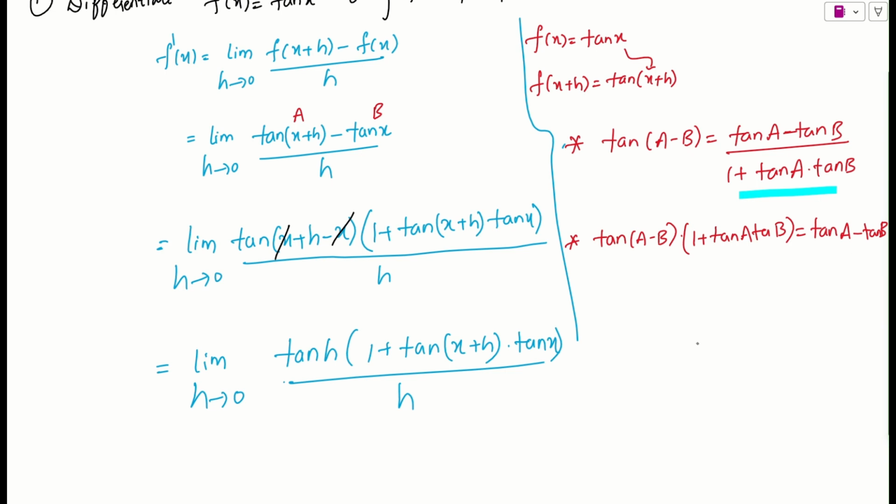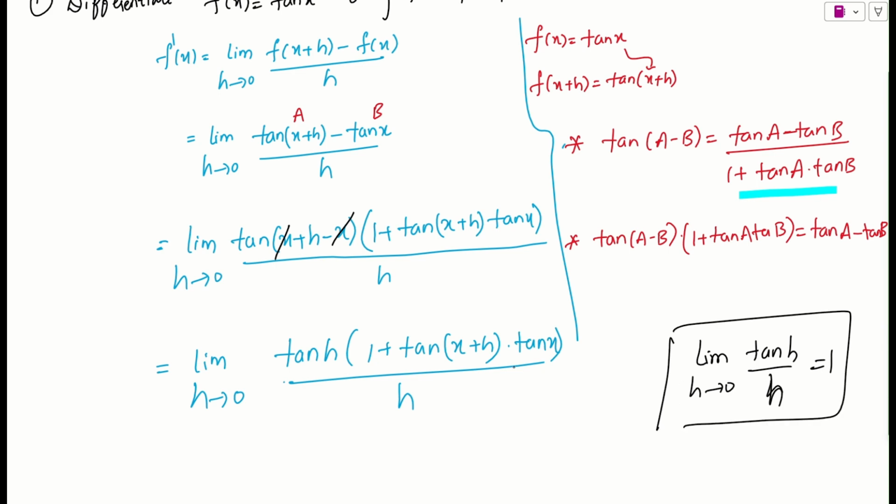Agree? So if you check the differentiation, I'll be using the playlist of continuity also. You can check it there, limits and continuity. So the very first formula you'll be learning is limit h tends to 0 of tan h by h. This is always 1. Okay, try to remember this one. I'll be applying the same formula here. So this is tan h, this is h.